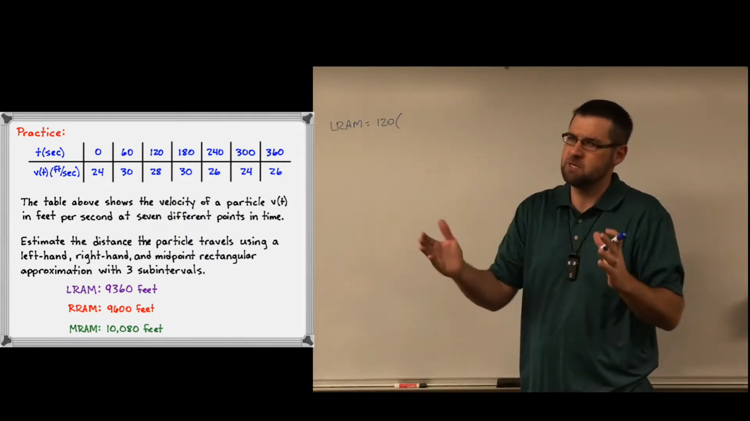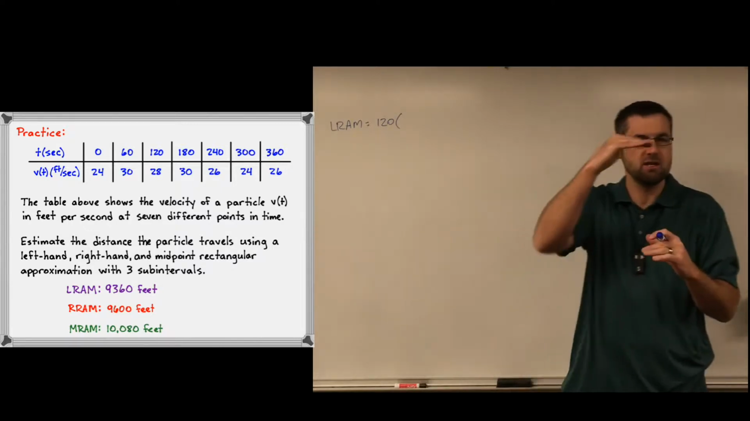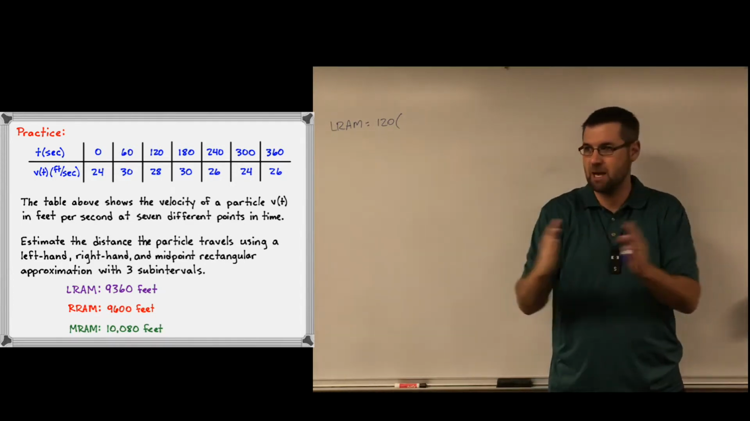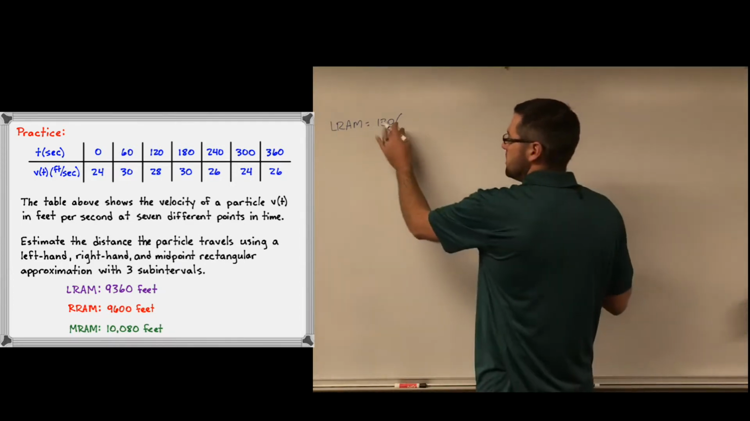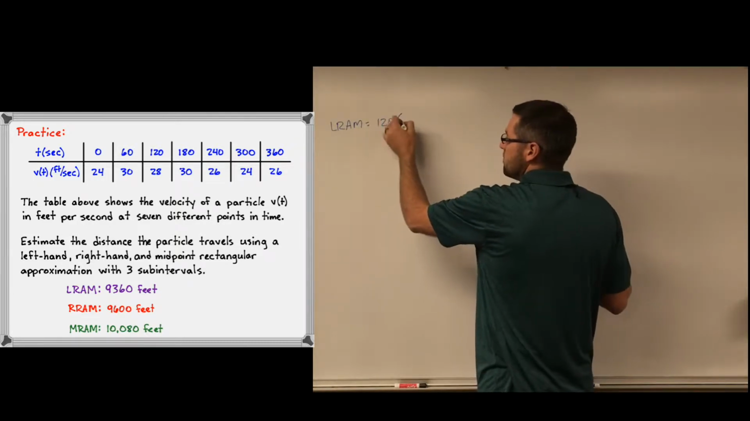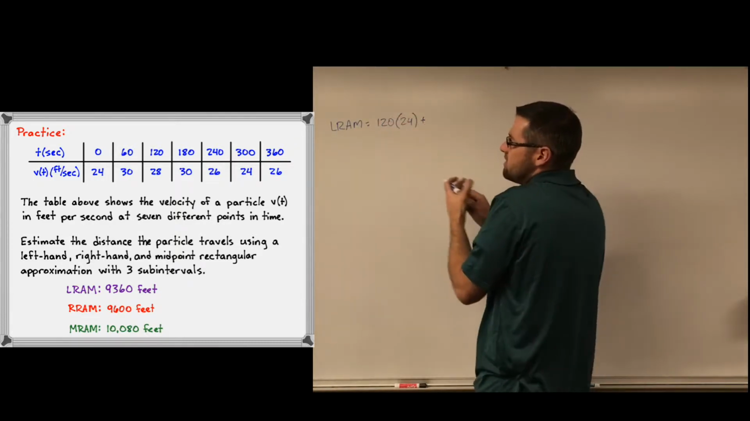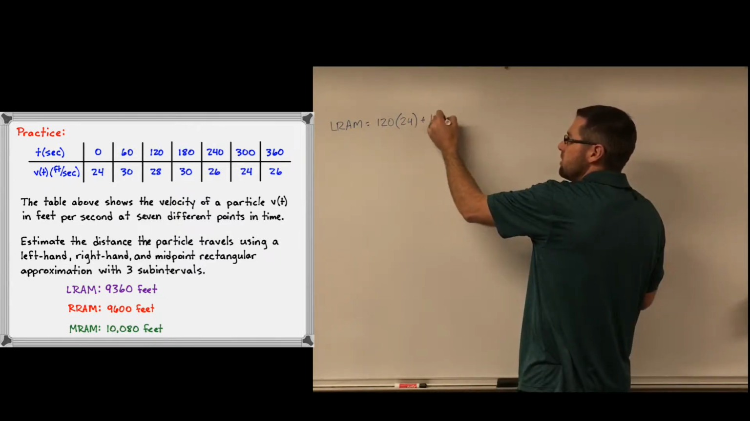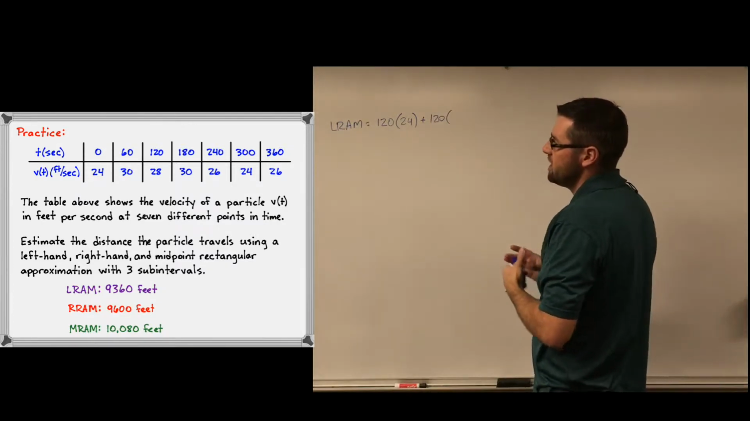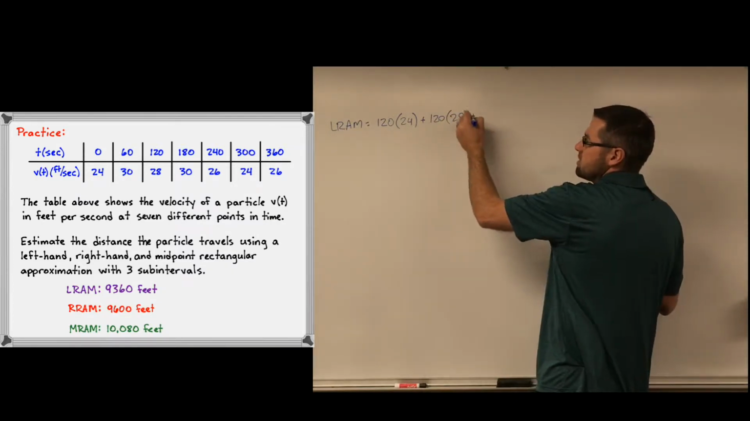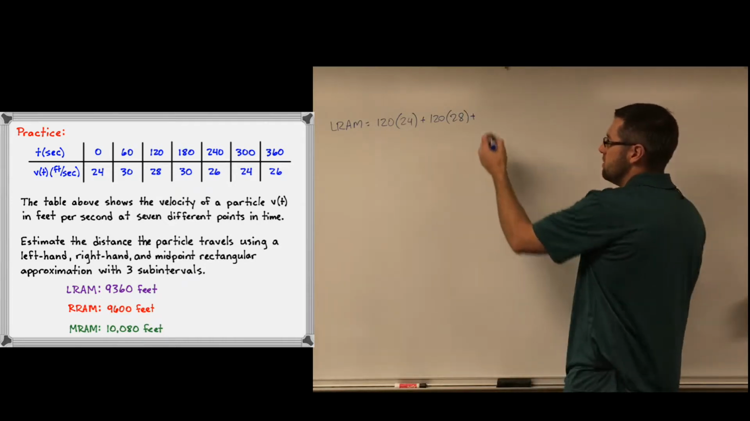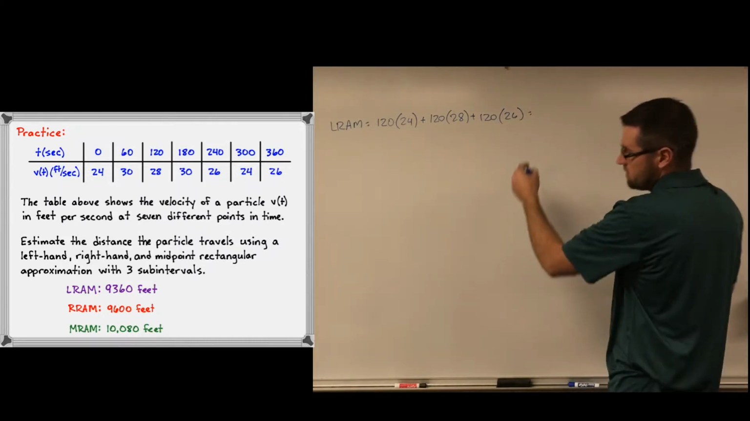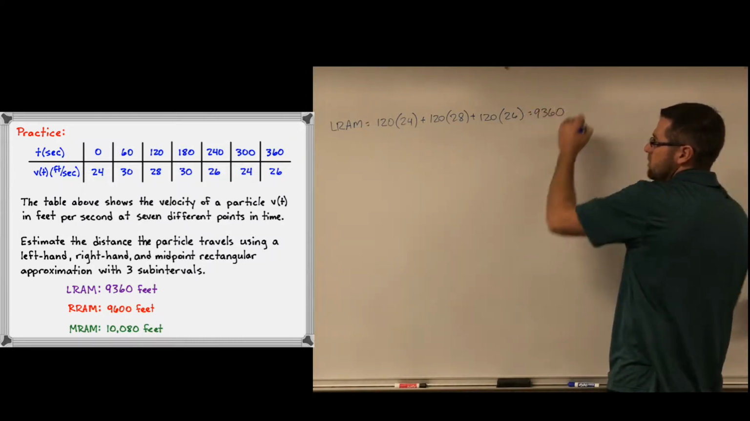Since it's the bottom numbers, it must be the base. No, oftentimes in tables, the top number represents which axis? The x-axis, which means the top number is your base lengths. Okay? So 120 times what for the left hand? 24. Plus, what's the width of the second interval? We're going from 120 to 240, so it's 120 times 28, because we're doing left hand, plus the distance from 240 to 360 now, 120 again, times 26. And so that's whatever that says, 9,360.